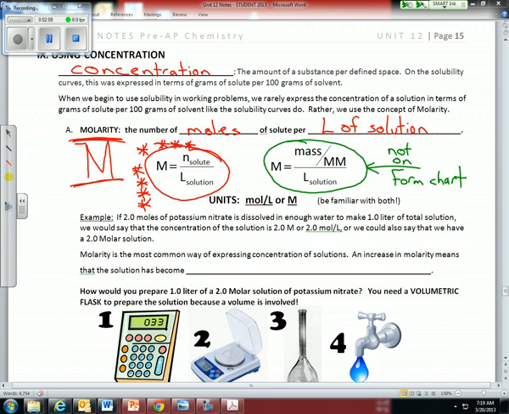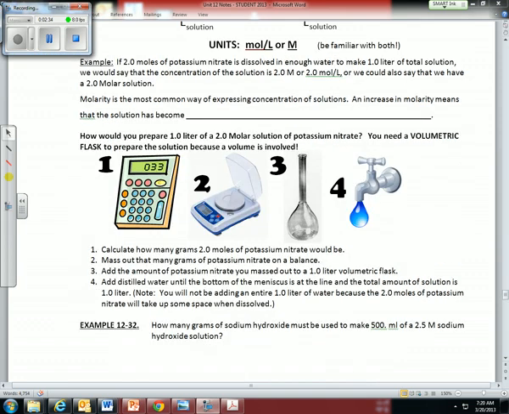The units for molarity is the big M, or you can also write moles per liter. So if I was to make a solution, let's say I'm making a 2 molar solution of potassium nitrate. What I would have to do is measure out 2 moles of potassium nitrate and dissolve it in 1 liter of total solution. Okay, to make a 2 molar solution.